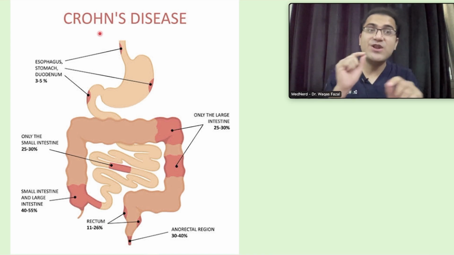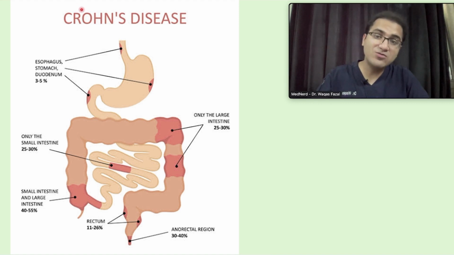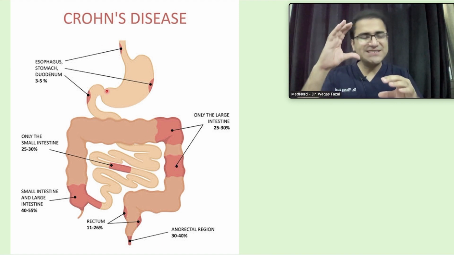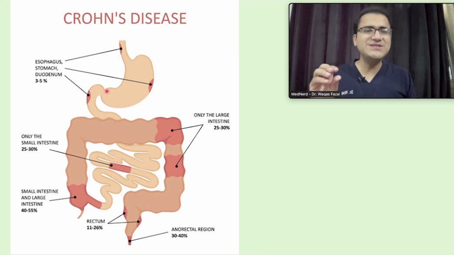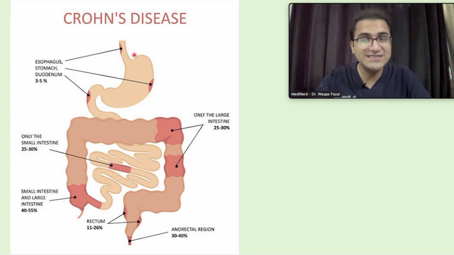The lesions will not be continuous. The lesion will not start from the mouth and end at the anus. There will be skip lesions. Some of the GIT will be totally normal, and at some points there will be lesions present. These are called skip lesions because some of the GIT is skipped and then there is a lesion. Some part of the GIT is totally normal and some part is affected. That is called a skip lesion.